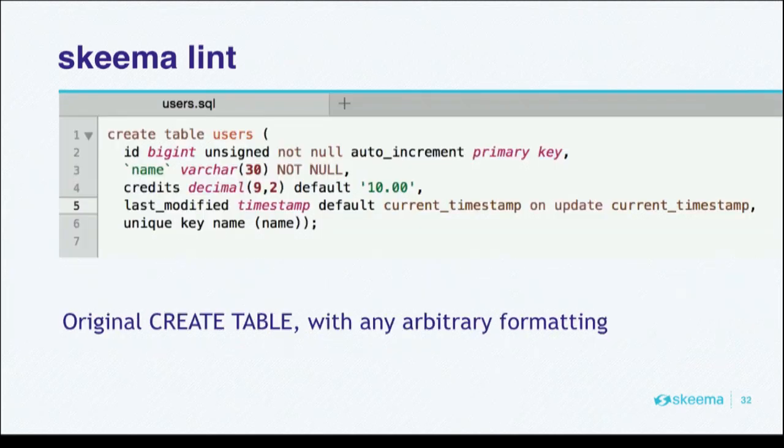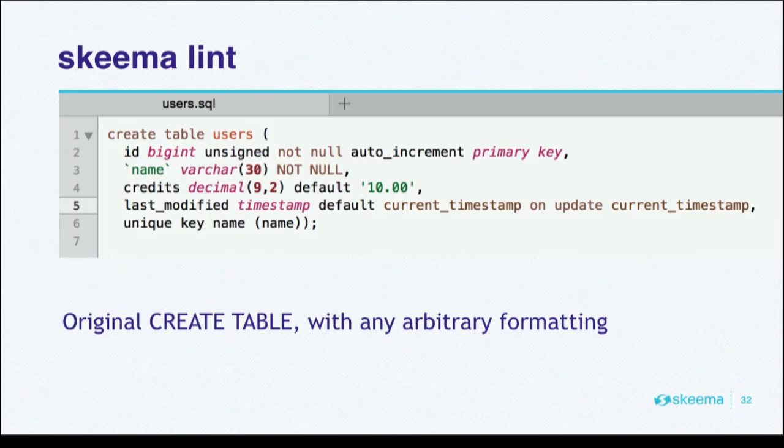So here's an example of what this looks like when reformatting something. There's just an example create table statement in a .SQL file. This is like a users table in some generic product. Here the format is non-standard in terms of the primary key being defined on the same line as the column. Some things are using backticks, some aren't.